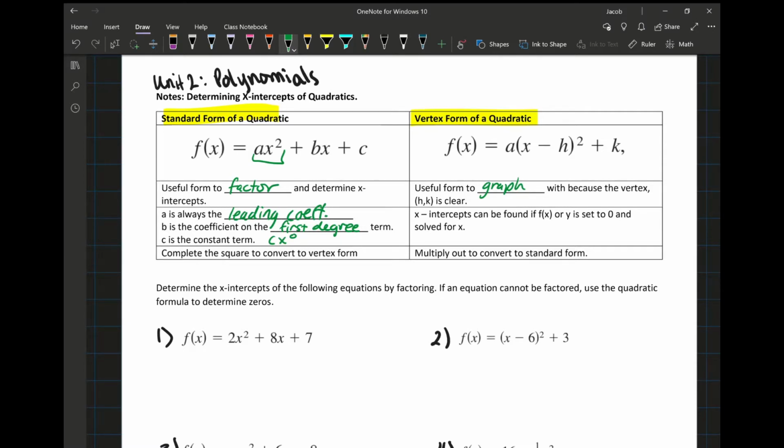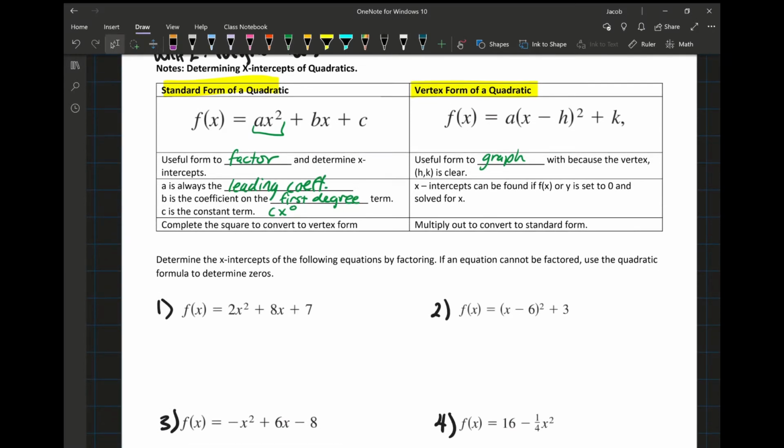And for our vertex form of a quadratic, x-intercepts can be found if f of x or y is set to 0. So it's a little bit longer of a solution if you choose to go that route with vertex form instead of just factoring. If you want to go in between these forms, this is something that we'll talk about later on, but you're going to complete the square to get over to vertex form if you start with standard form, and you will multiply out this vertex form in order to get back over to standard form.